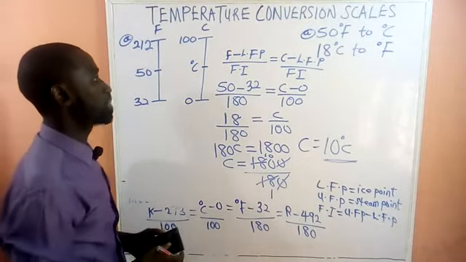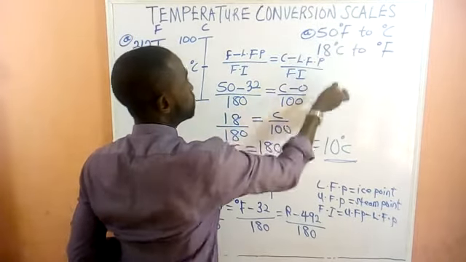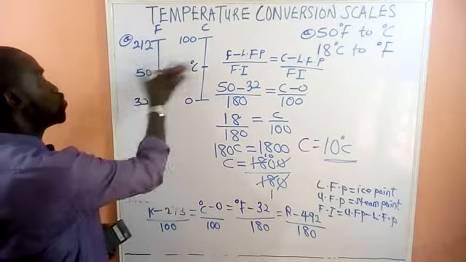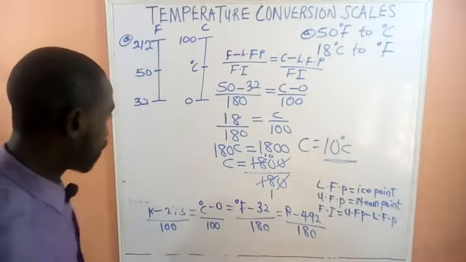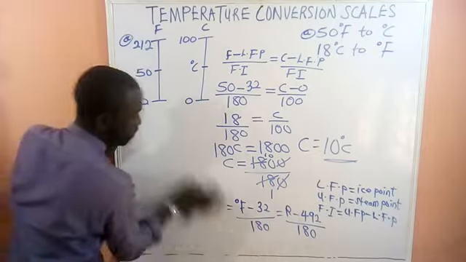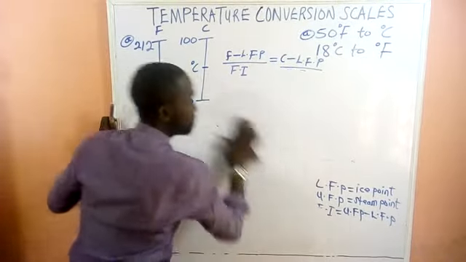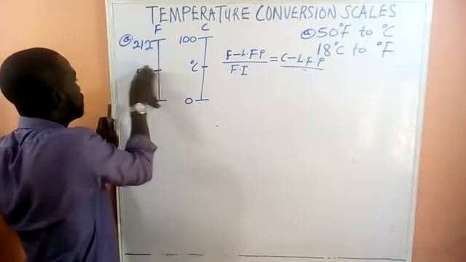Now let's solve question number 2. We want to convert 18 degrees Celsius to Fahrenheit. We are still comparing these two scales, but we relabel. Let me wipe this one off. Are you with me? So now, second question. Here we relabel. This one is constant. This one is constant. This one will change.